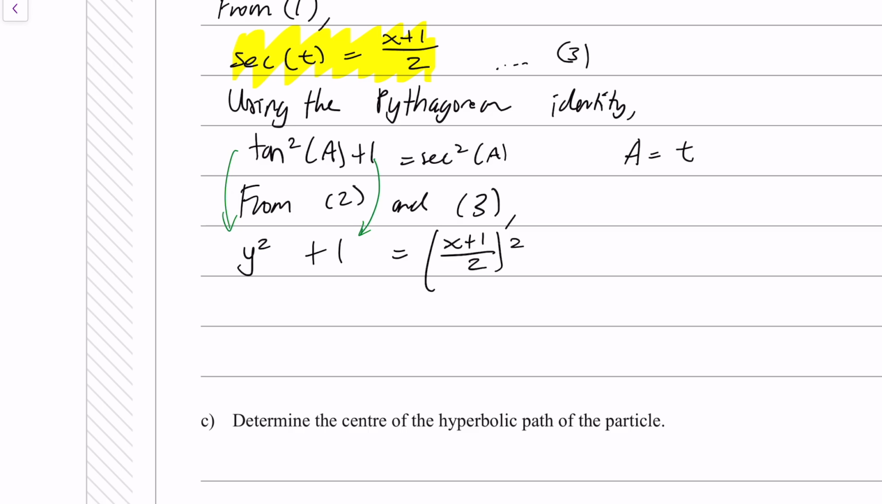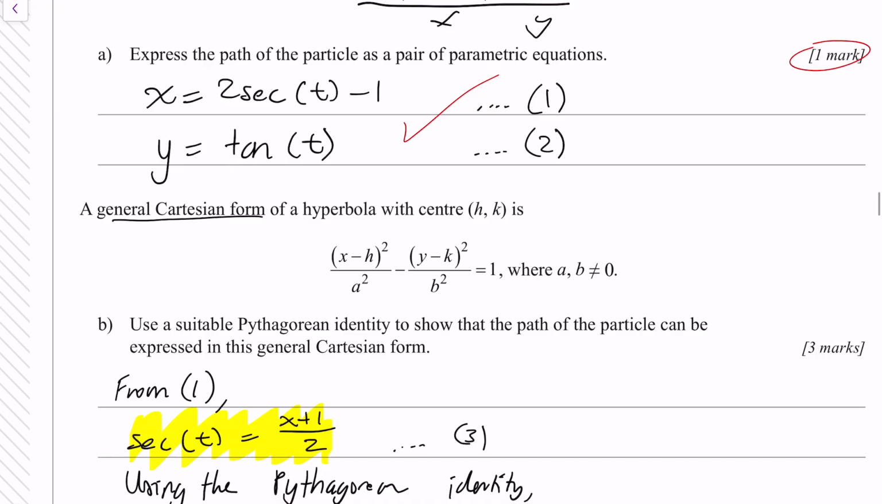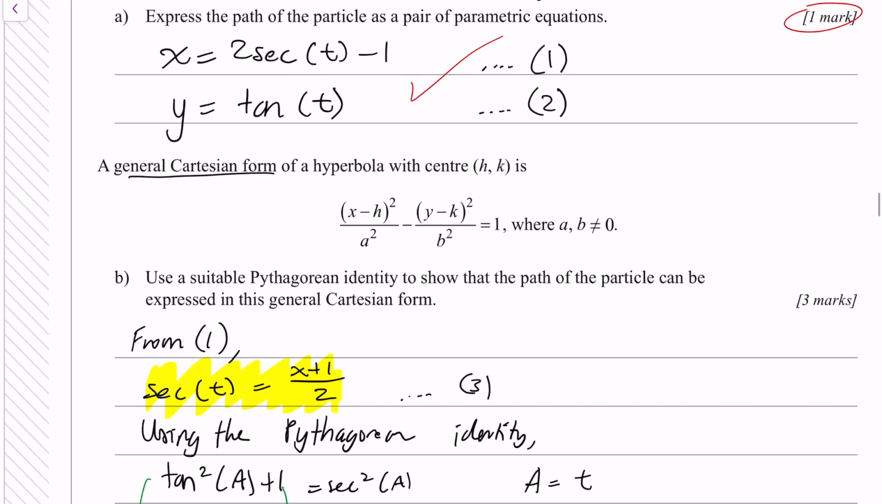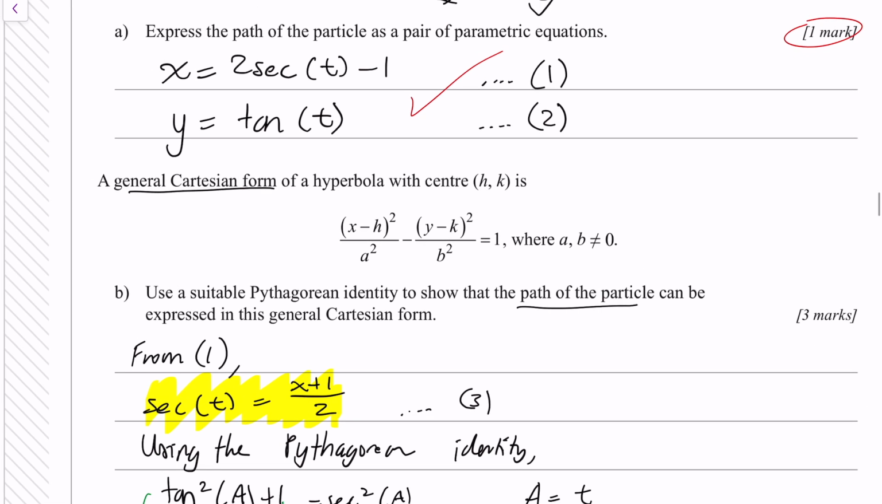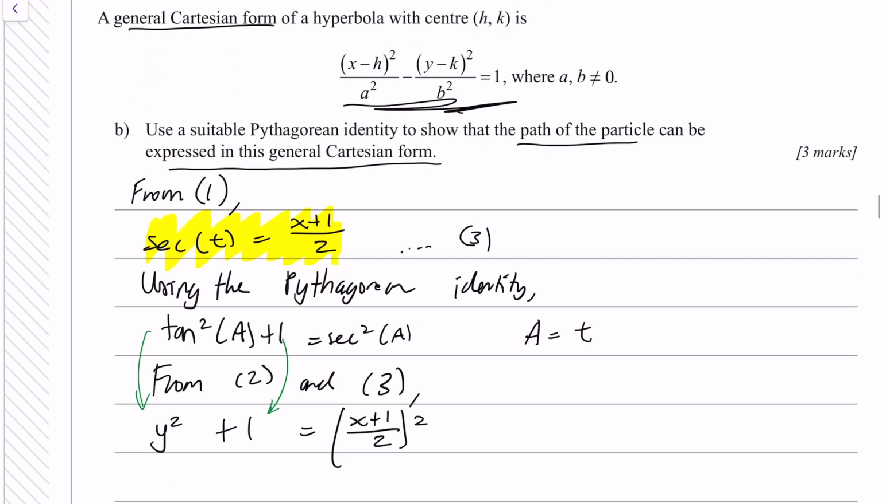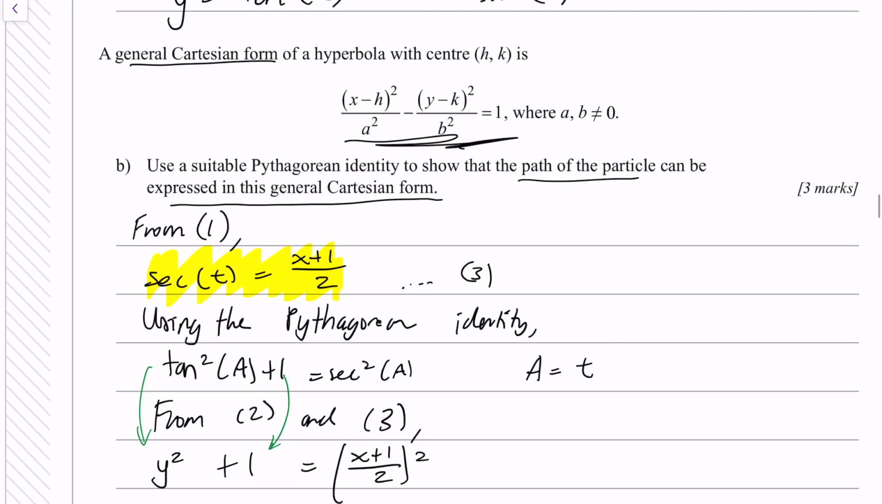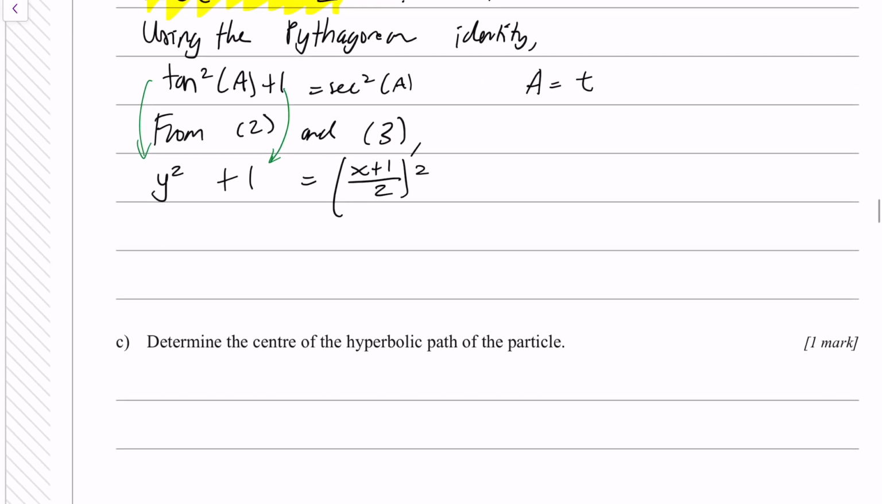and then now from that I can bring it back to this general Cartesian form because I need to show that the path of the particle can be expressed in the general Cartesian form. So I need to show it in this form here. So I need to have equals 1 on the right hand side. So I can do that just easily swapping the left and right hand side, but I need to minus y squared on both sides to get rid of this hanging y squared together with the 1 on that side.